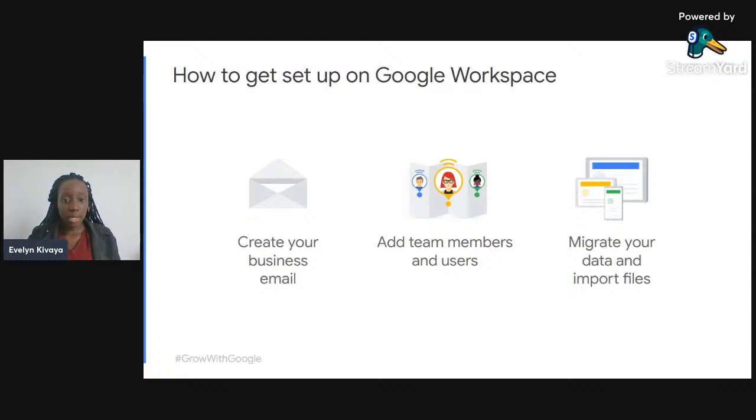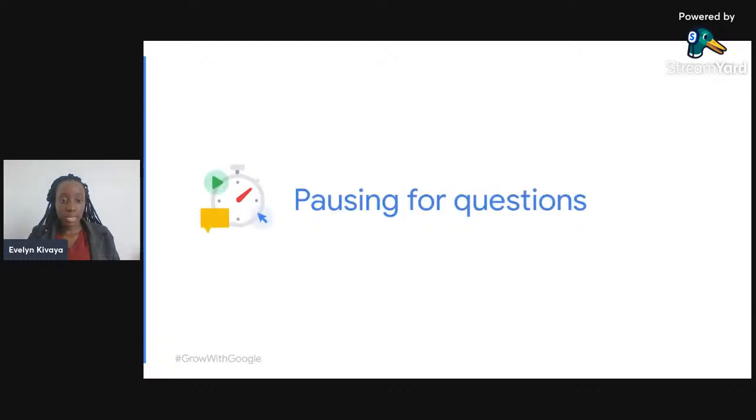And also you can migrate data and import files. For example, when you're switching to Google Workspace from another application, for example Microsoft Outlook, you can bring your existing email contacts and also calendar data with you without losing any data from it. So that is it on how to get set up on Google Workspace. First step, remember we've already set up Google Workspace and we've already seen how to get set up on it.